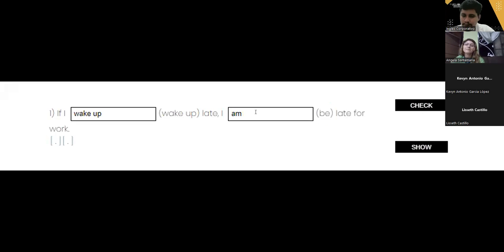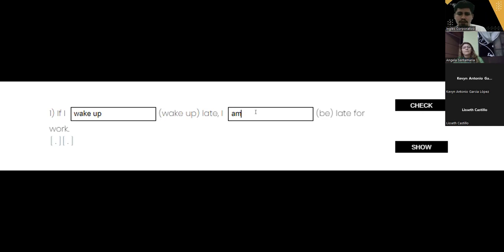En presente simple. Siempre nosotros vamos a tener mucho cuidado a la hora de conjugar este verbo. Porque este tiene tres formas. El resto de los verbos, pues, es bastante sencillo. Solamente es tomar la forma base del verbo y colocarla en los espacios en blanco. Ahora, el único cuidado que vamos a tener es cuando el pronombre o el nombre que estemos utilizando sea tercera persona singular, porque ahí ya no es solamente la forma base del verbo.